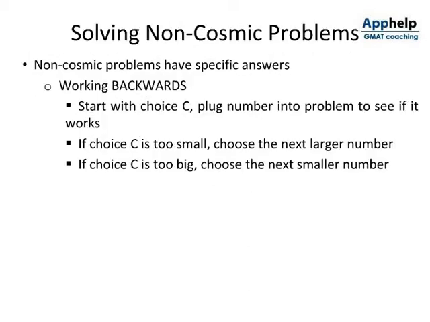Solving non-cosmic problems. Non-cosmic problems have specific answers. Working backwards: start with choice C, plug the number into the problem to see if it works. If choice C is too small, choose the next larger number. If choice C is too big, choose the next smaller number.